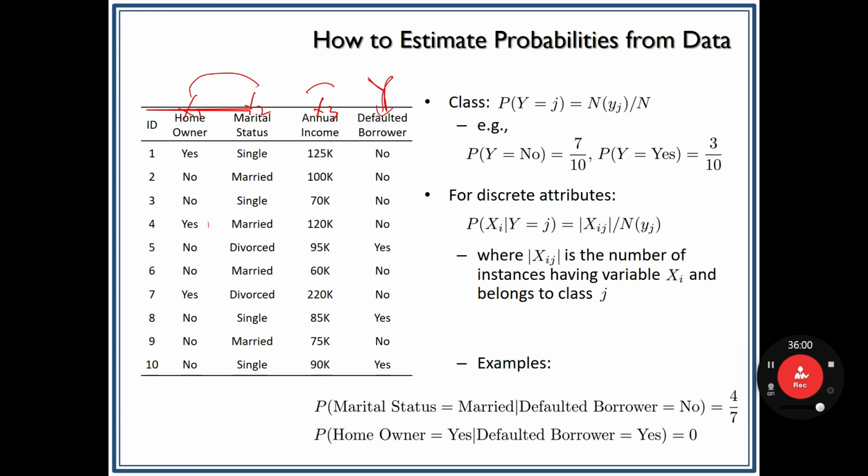Okay, so is this guy a defaulted borrower? Here, defaulted borrower means that if the answer is yes, this fifth person borrowed some money from a bank, but he didn't pay back on time. That is a defaulted borrower. If the answer is no, then this guy borrowed some money and paid back on time. This guy did not pay back on time. So this one is y.